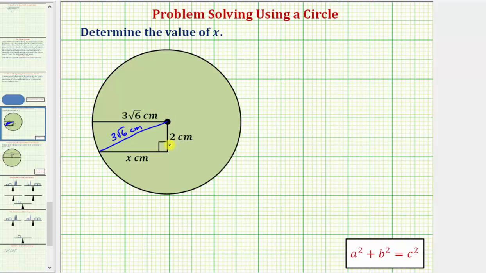So now that we have this right triangle, and we know the lengths of two of the sides of the right triangle, we can determine the value of x by using the Pythagorean theorem, which is a squared plus b squared equals c squared, where a and b are the lengths of the two legs.